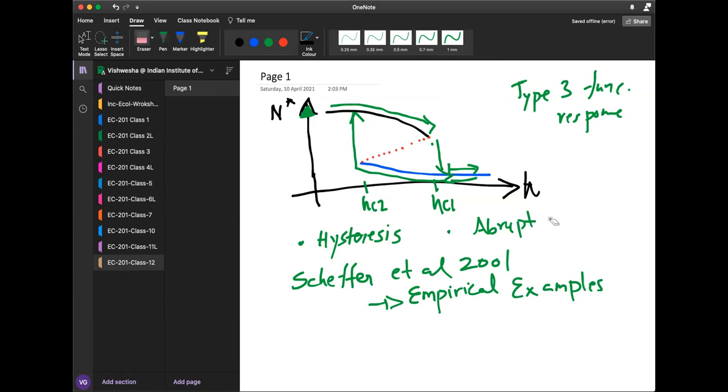So has anyone read those, by the way? I read the Sheffer. Uh-huh. Okay, so that's all I wanted to quickly summarize before moving forward today.